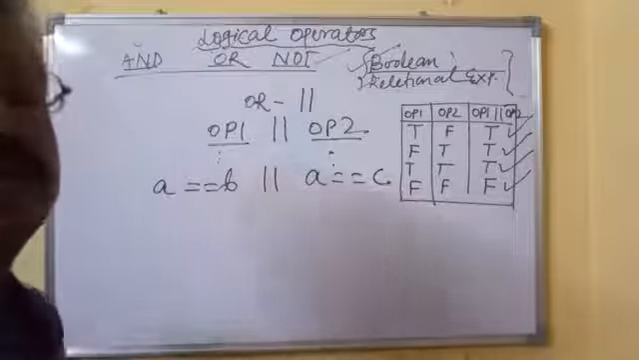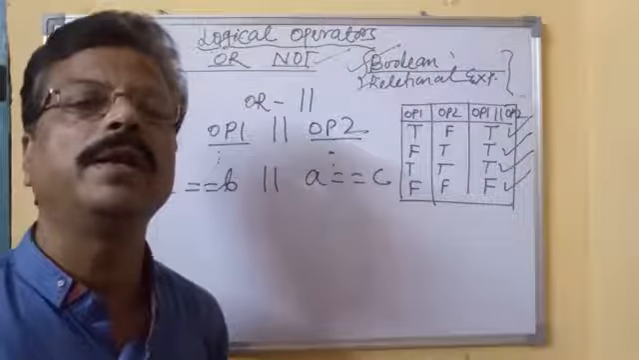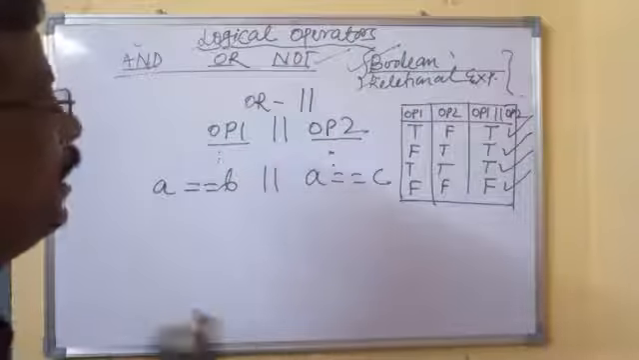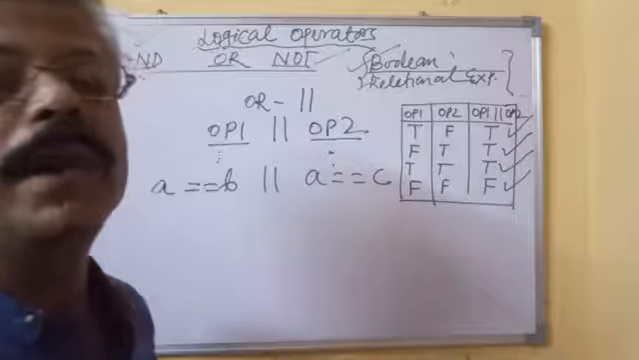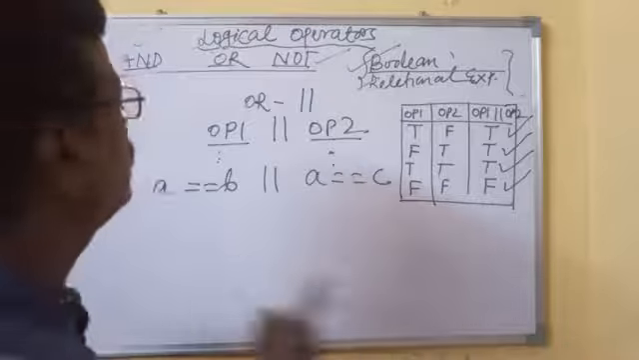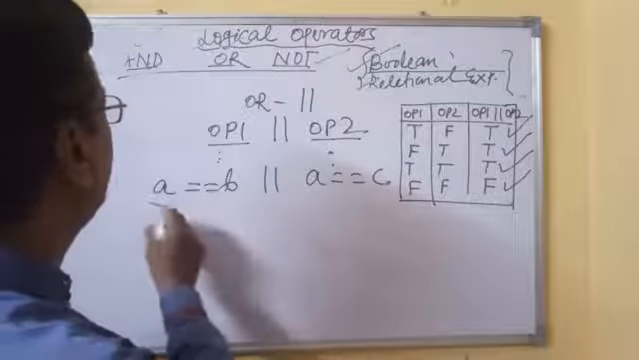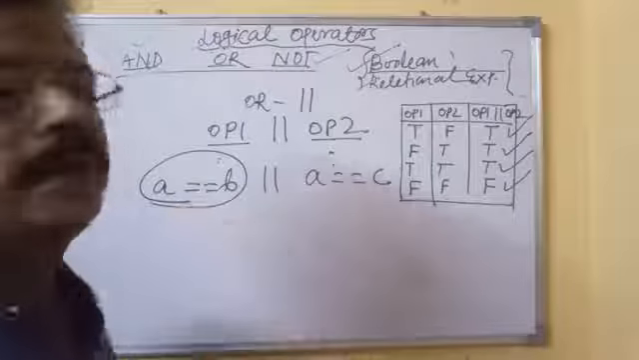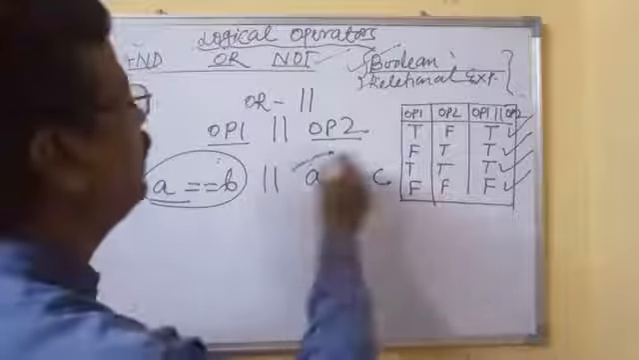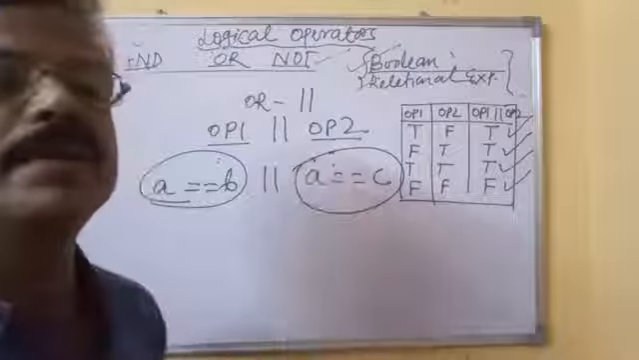So three values are there. If you want to find whether any two values are equal or not, then A is equal to B, or A is equal to C. If you want to write it in this manner, then A equals B is one relational expression, and A equals C is also a relational expression.